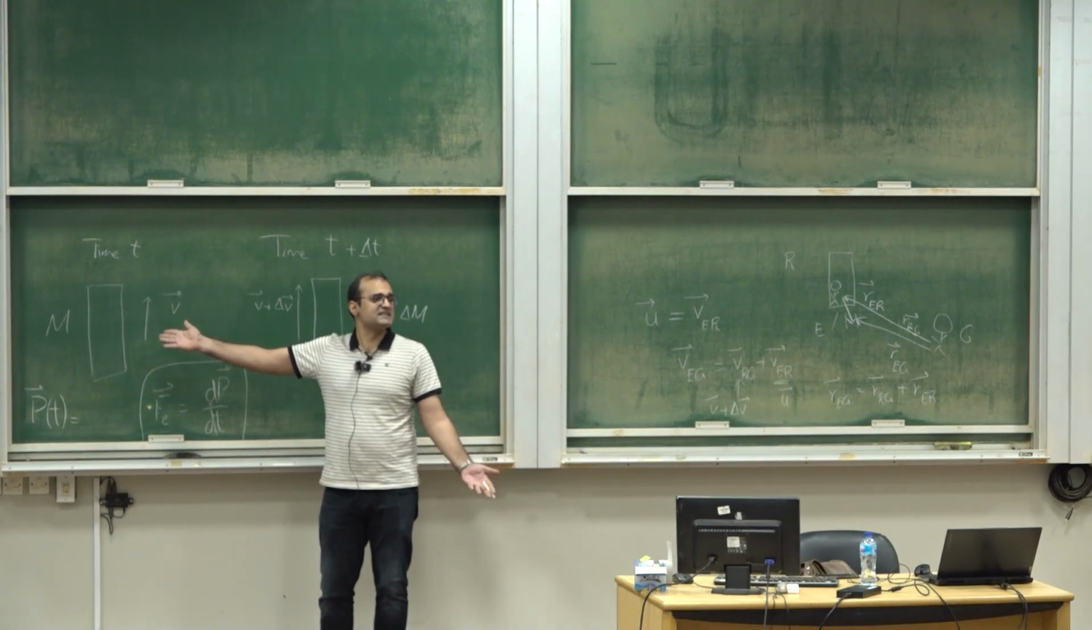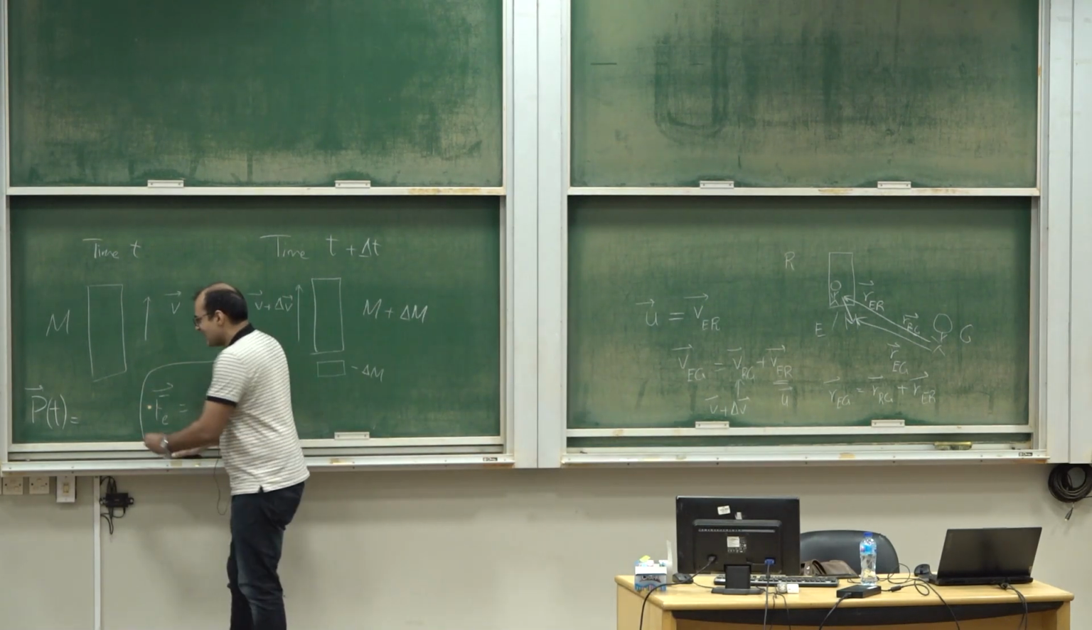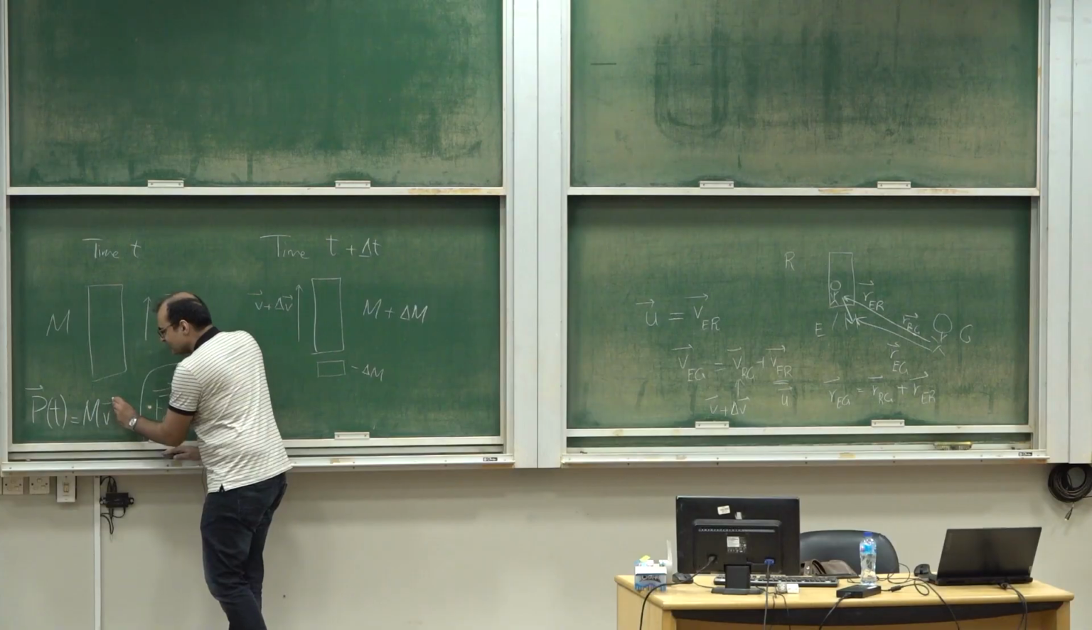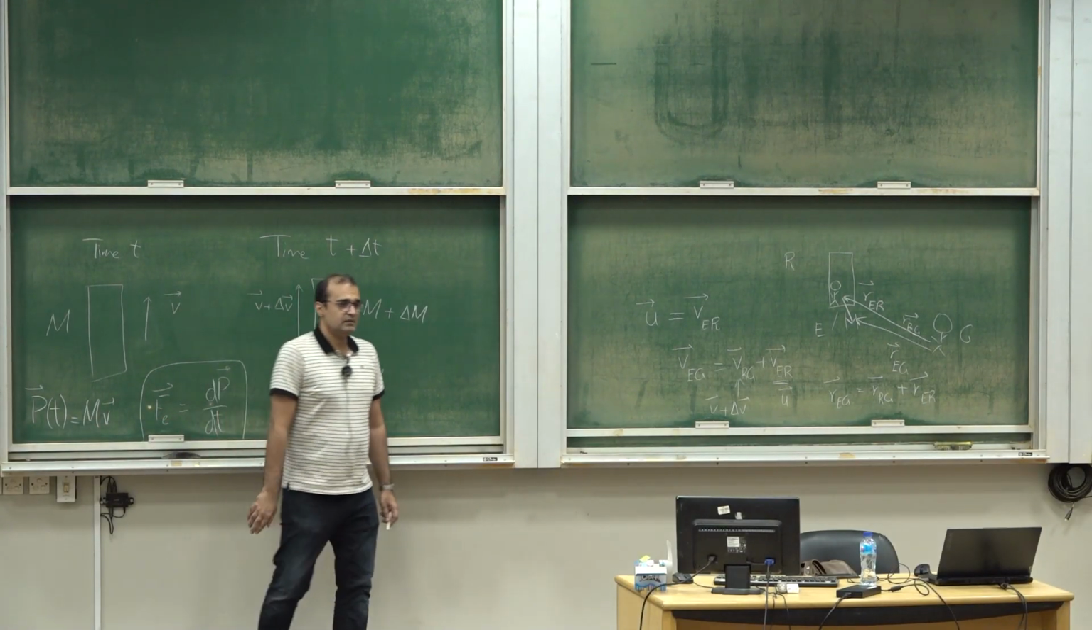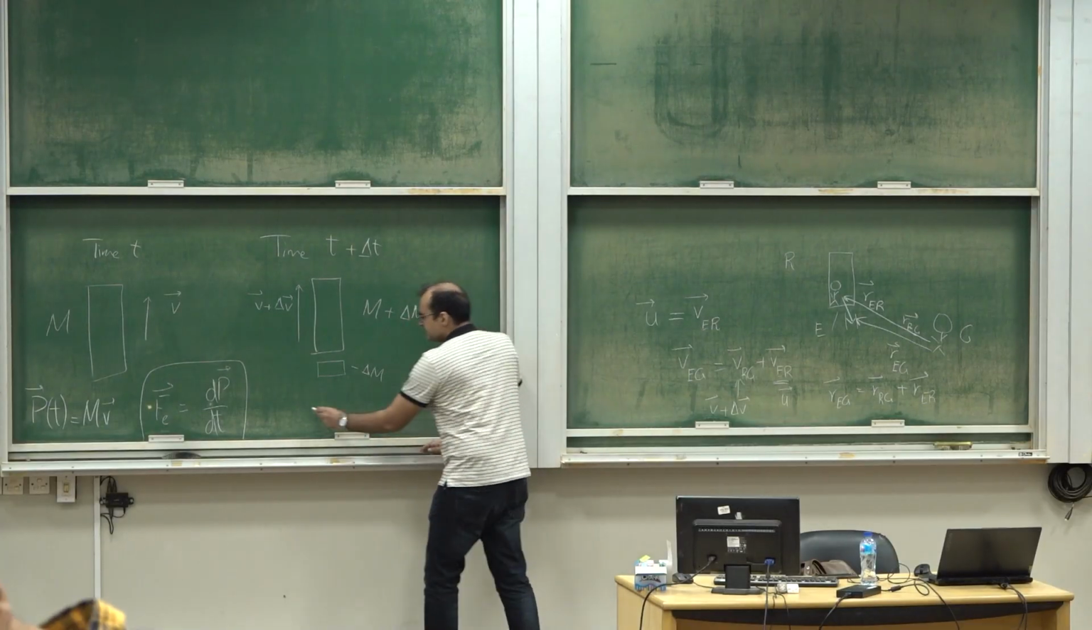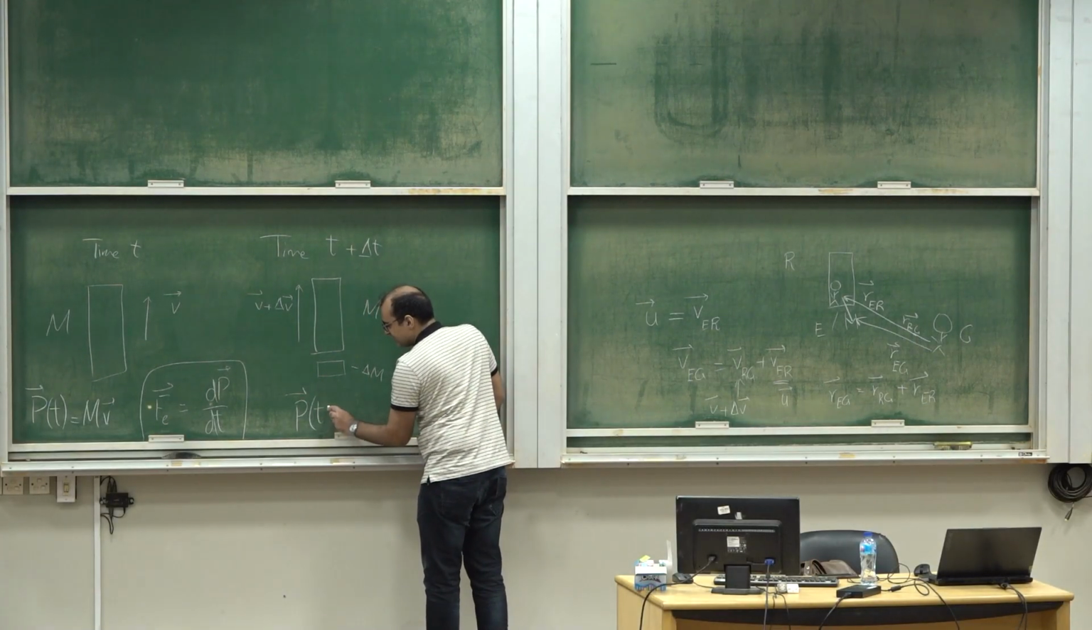ये तो red spot physics है यार. This is just mv. Remember, it is a function of time, क्यों? Because as time changes, m changes and v also changes. Okay. What is the momentum at time t plus delta t? This is beyond red spot physics.